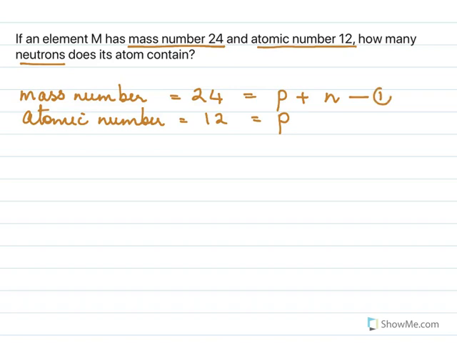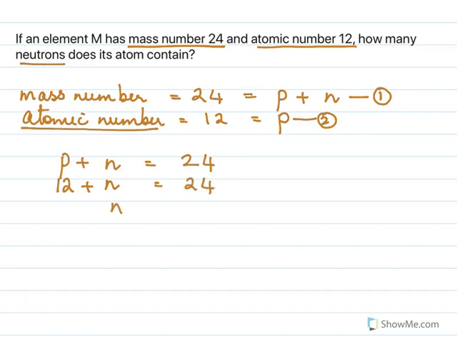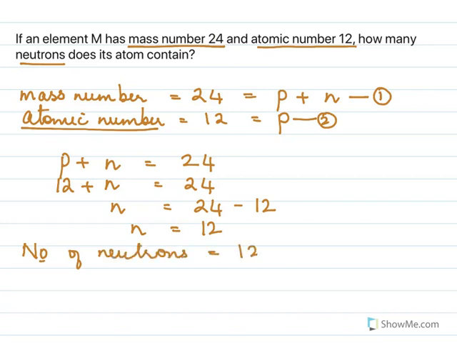So we got this equation 1 here. We will say protons plus neutrons, mass number is 24. Now in this equation 2, we know protons is 12. So 12, because atomic number is 12, so protons is 12, equal to 24. So the neutrons is 24 minus 12, neutrons is 12. So number of neutrons equal to 12.